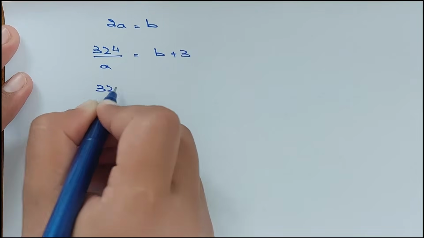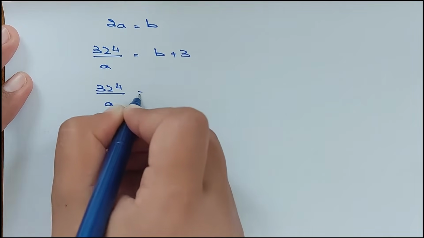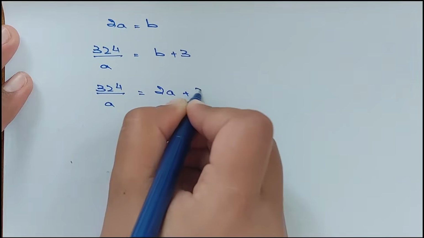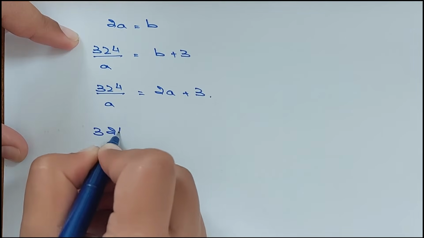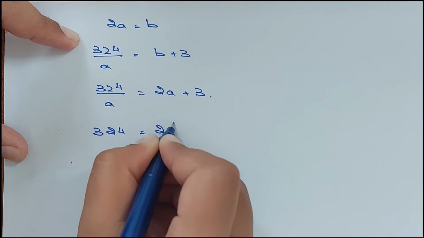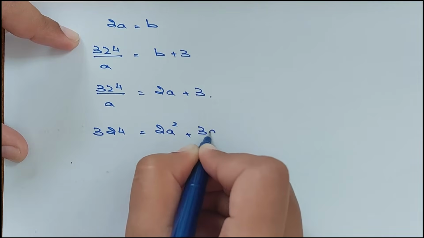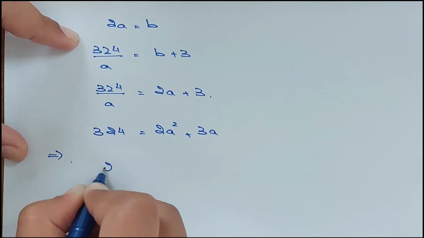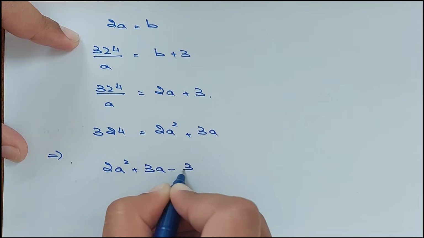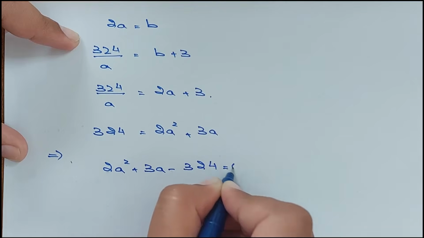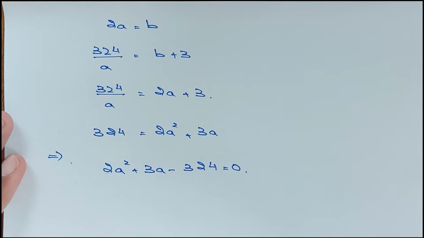So the two equations were 2A equals B and 324 over A equals B plus 3. So 324 over A equals 2A plus 3. So multiplying by A on both sides, we have 324 equals 2 times A square plus 3 times A. So rearrange the equation. 2A square plus 3A minus 324 equals 0, right? Now let me factorize this.